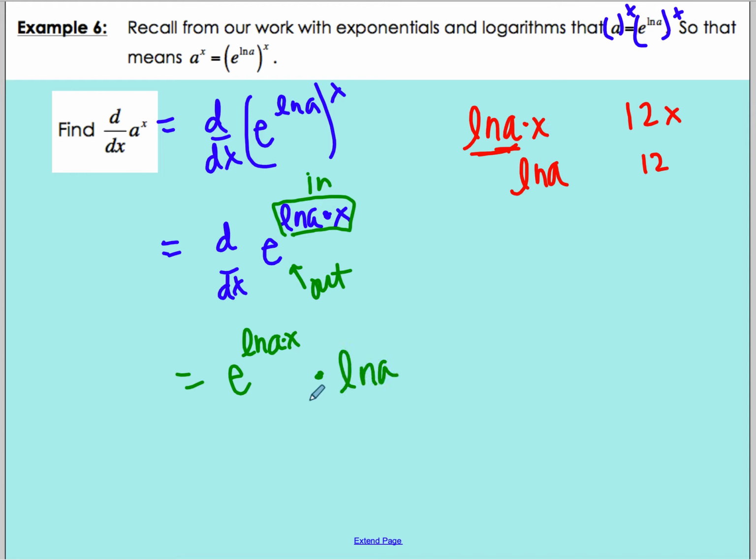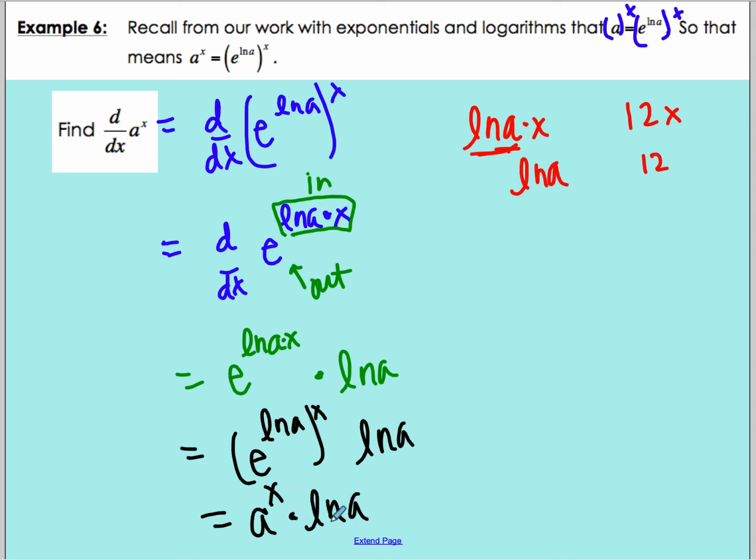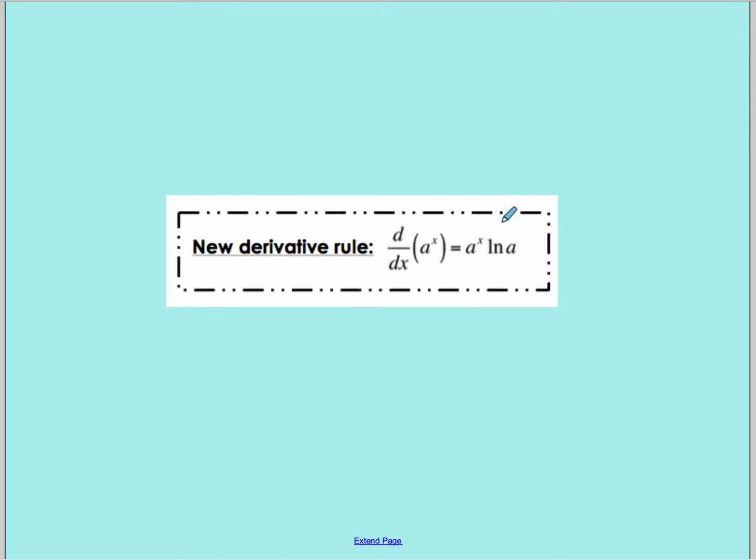And now from here, what I'm going to go ahead and do is simplify. This part right here, I'm going to rewrite it back as a power to a power. So I can really write this as e to the ln of a, all raised to the x power, and then times ln of a. We already talked about this as well. e to the ln of a simplifies to just a. So I have a to the x times ln of a. Okay, so this gives me my new derivative rule: the derivative of a to the x is a to the x ln of a, which we have written here.